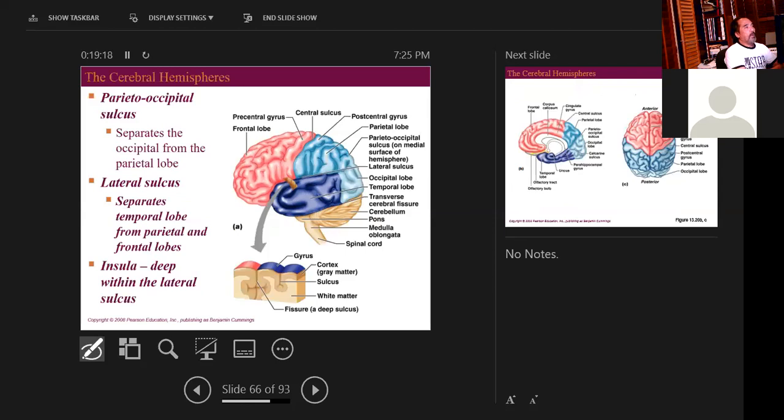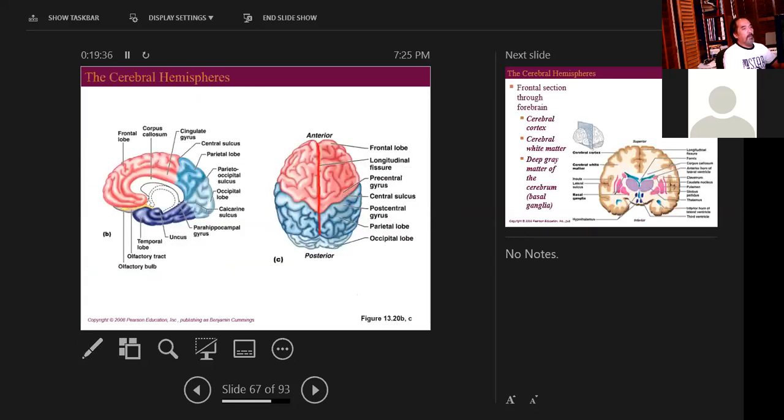Okay, parieto-occipital sulcus, we mentioned that. Lateral sulcus: the insula is within this area here, within the deep lateral sulcus, okay? So we're going to take a look at that insula later on, okay? All right, so now we have a lot of structures located here on the longitudinal cut of the cerebrum, okay? So this is going to be the basic model that you're going to be looking at when we study the lab, the models, okay?